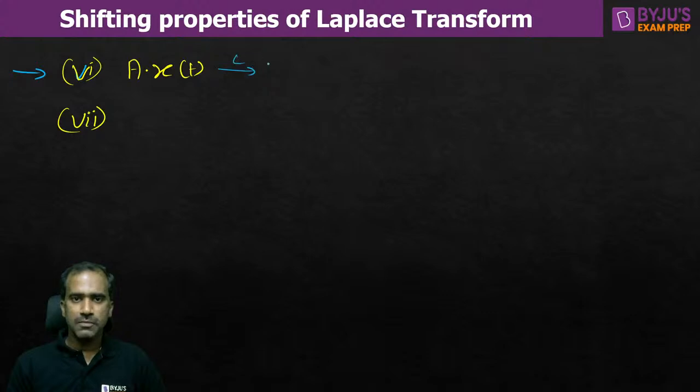First find the Laplace transform. It is just a times X of s. Because of multiplication with a constant in the time domain, the same constant is multiplied in the Laplace domain also. Because of multiplication with a constant, will the poles change?